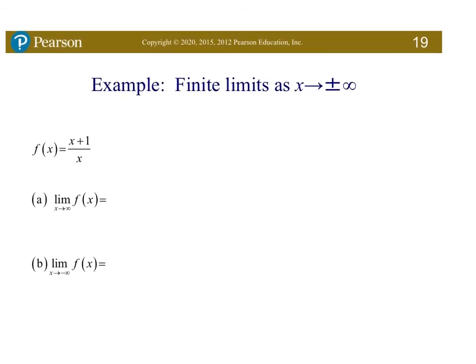Here's an example. If we take the limit as x approaches infinity of f of x, and we try to drop infinity into this problem, we get infinity plus 1 over infinity. Well, infinity plus 1 is still infinity, because you can add any number to infinity and still get infinity. So we have the indeterminate form, infinity over infinity. So my job now is to go back and divide by the highest power of x.